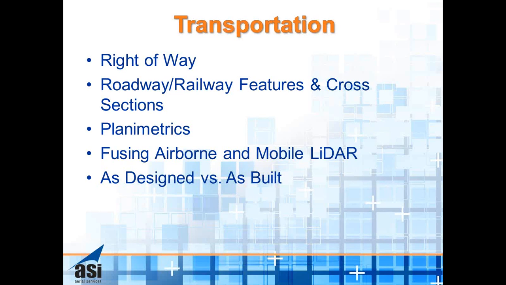In transportation, we can do right-of-way, we can do roadway or railway features and cross-sections. We can do the planimetrics. We can fuse the airborne and mobile LiDAR, and again show the as-built versus as-designed. There's a toll road in Dallas that was designed a certain way, and they couldn't understand why tractor-trailers going at a high rate of speed in inclement weather had a series of crashes, so they had a GIS model showing all of these accidents at this particular location.